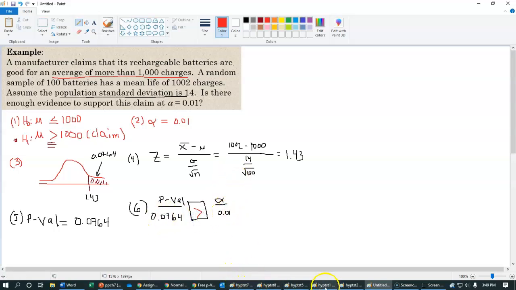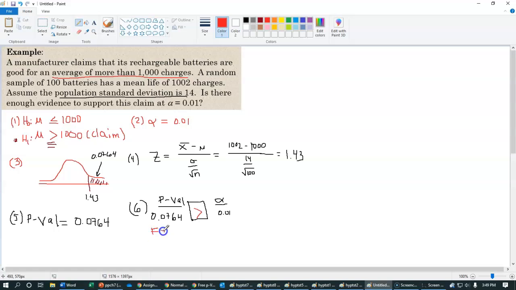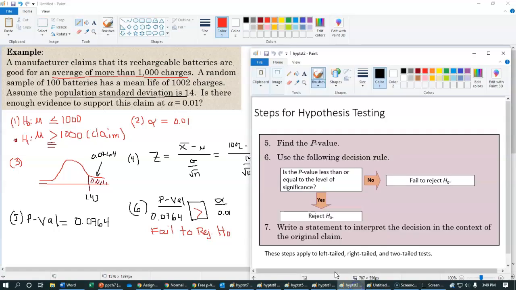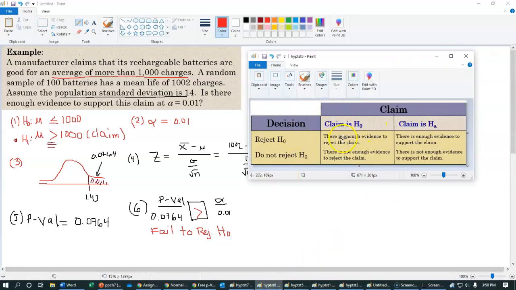So I'm going to show you the slide. According to this chart, when the p-value is bigger than alpha, our decision is going to be fail to reject H0. That's what I'm going to do. Or right here, fail to reject H0. Okay. And we did step number 6. We're almost done. Now we're going to do step number 7. We're going to make the interpretation. And how do we make the interpretation? That's when we use this chart.